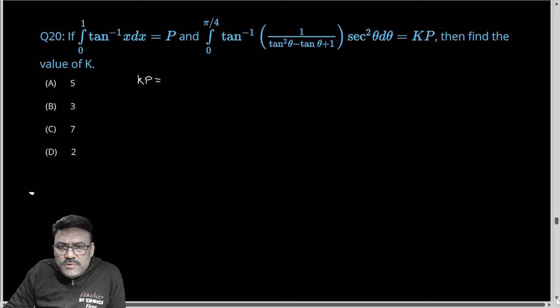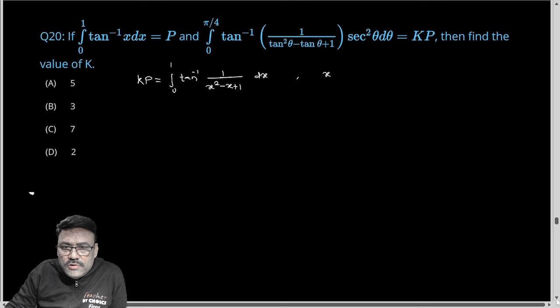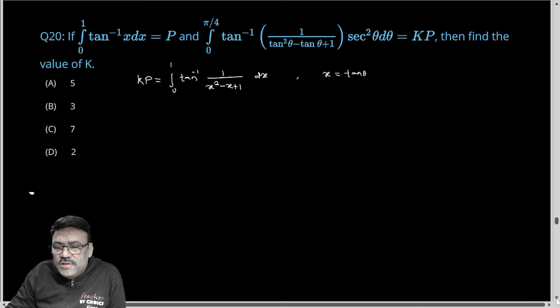Here if I substitute this tan theta as x, so secant square theta d theta will become dx. So this integration becomes 0 to 1 tan inverse 1 over x square minus x plus 1 dx. X is basically tan theta, so dx is secant square theta d theta, and when theta varies from 0 to pi by 4, x varies from 0 to 1.